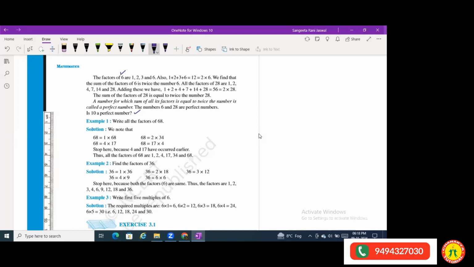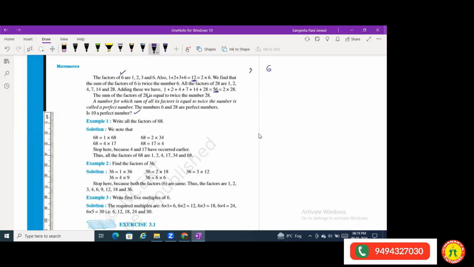A number for which the sum of all its factors is equal to twice the number is called a perfect number. Suppose 6 is a perfect number, and 28 is a perfect number, because the factors of 28 are 1, 2, 4, 7, 14, 28. When I add all these, I get 56, which means 2 into 28. Such numbers are called perfect numbers.